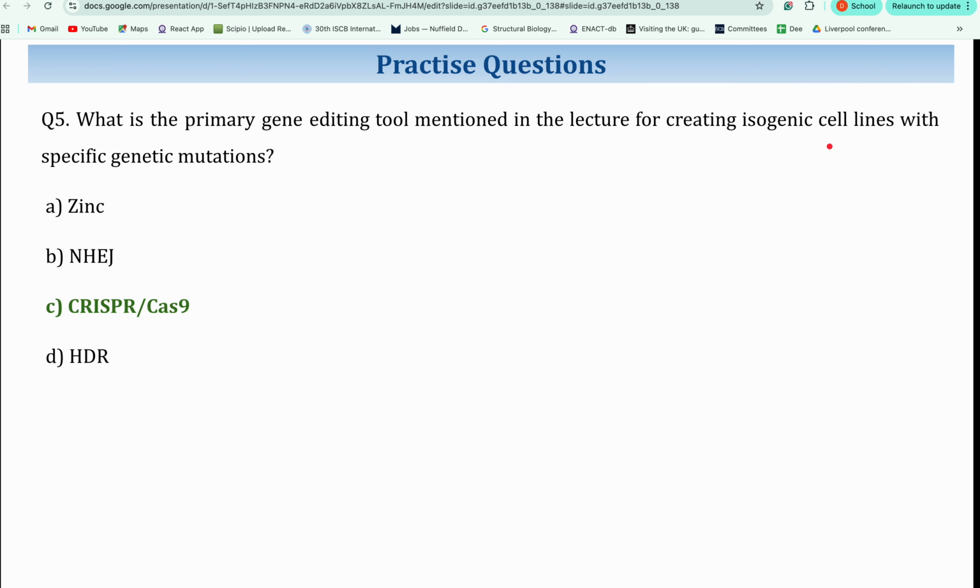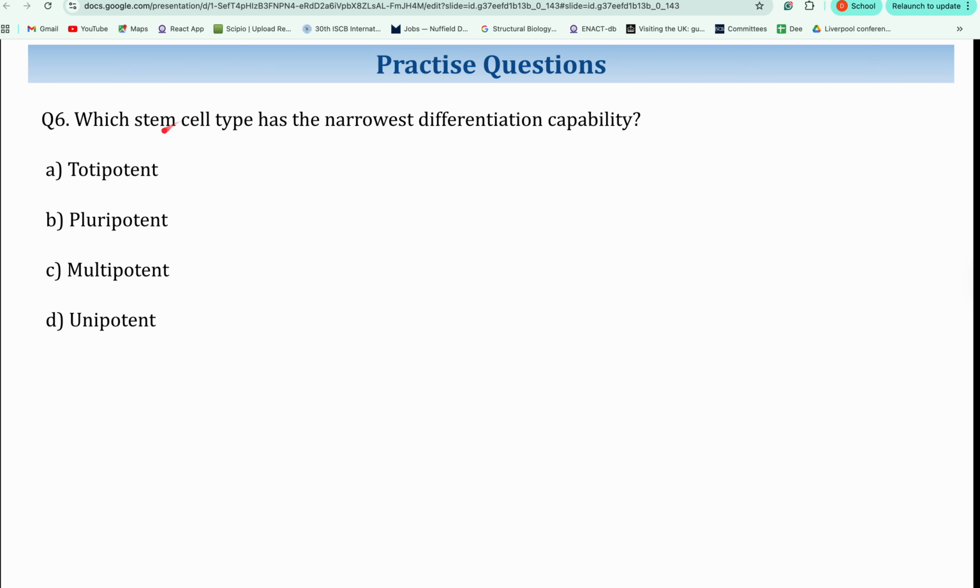Okay, now let's move to the next question. The next question is: which stem cell type has the narrowest differentiation capability? Option A totipotent, option B pluripotent, option C multipotent, and option D unipotent. So you need to tell which has the narrowest differentiation capability.